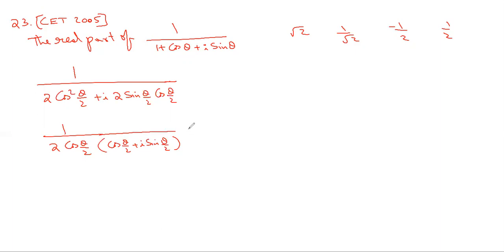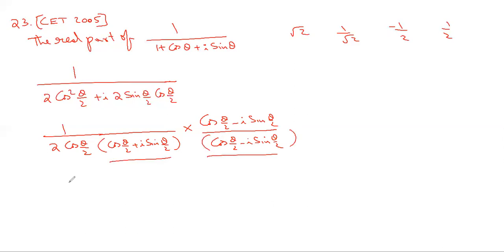And if you multiply with the conjugate, cos theta by 2 minus i sin theta by 2, these two product is 1. And you remain with 1 by 2 into, okay, I'll write more steps for better clarity, minus i sin theta by 2 by cos theta by 2 into 1 by product of these two, cos square theta by 2.